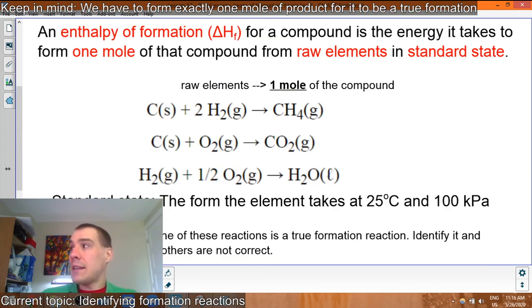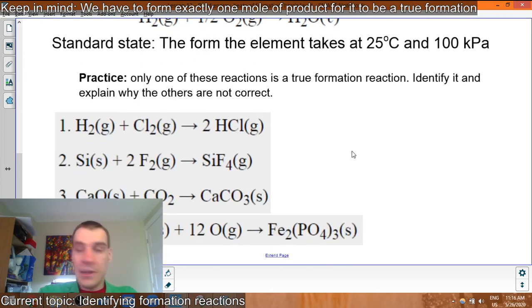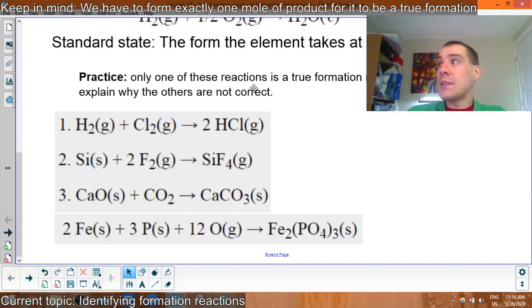Keeping in mind that formation reactions form exactly 1 mole of product, and they have to be from raw elements. Those are the only two things that are required. It has to be elements in standard form and 1 mole of the compound. Here are 4 reactions, and only one is a true formation. Let's explain why the others are not correct. So take some time to look at it.